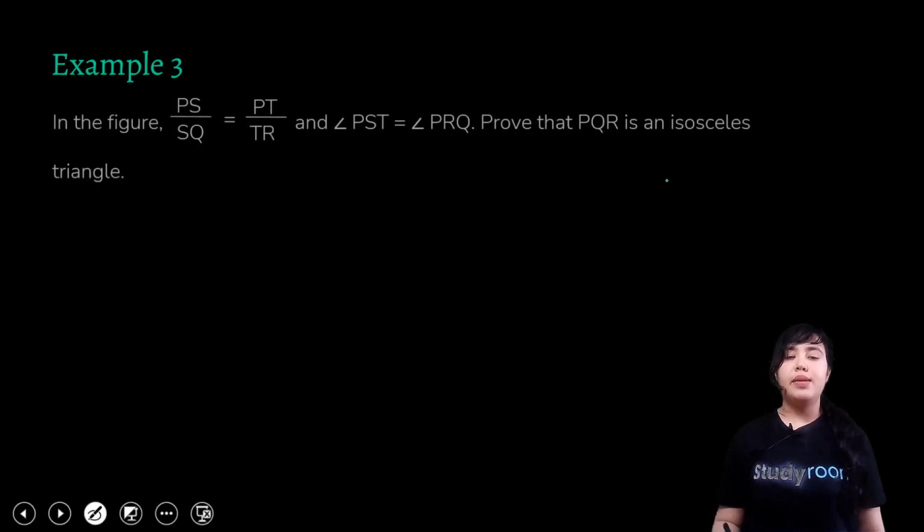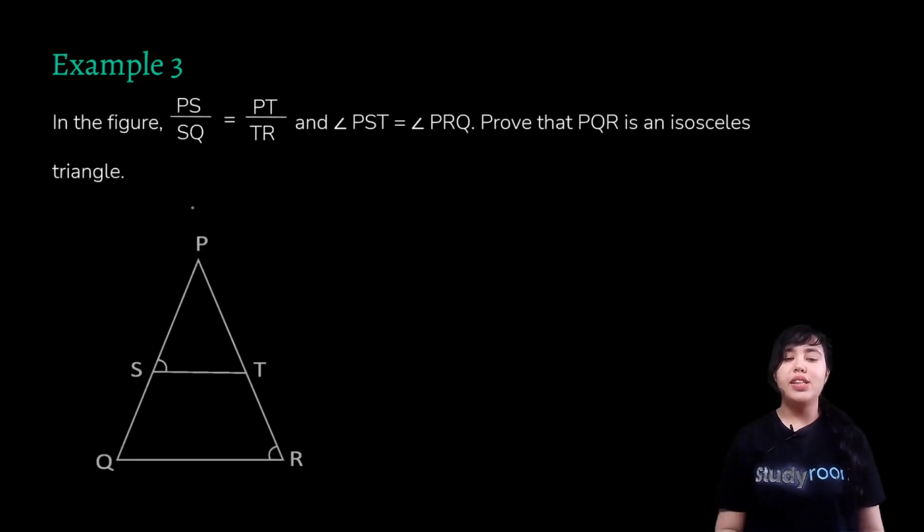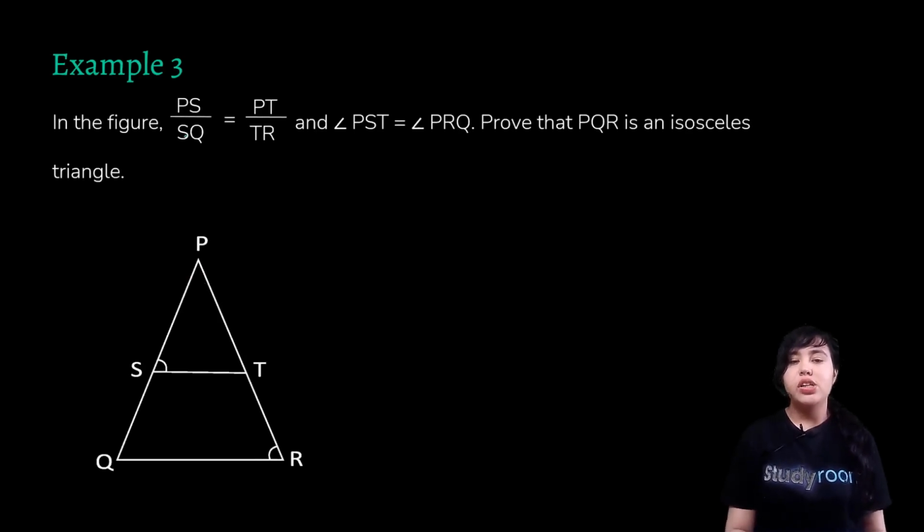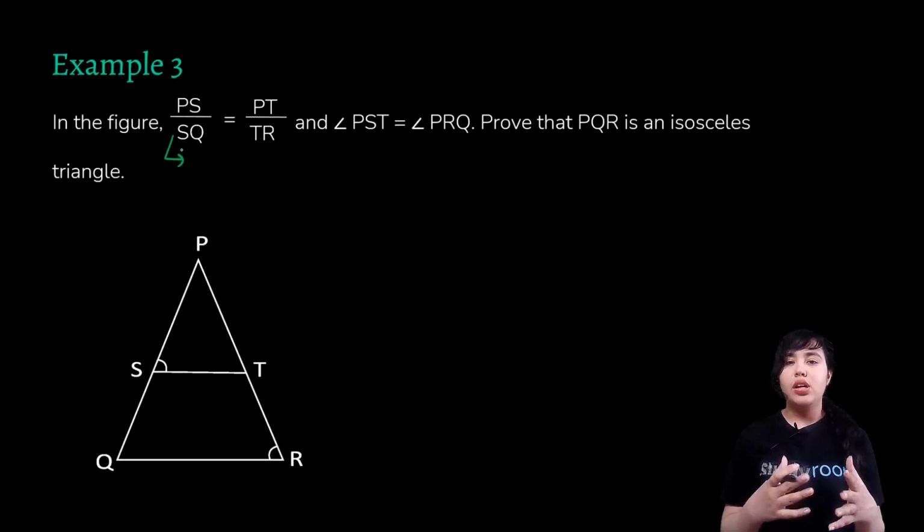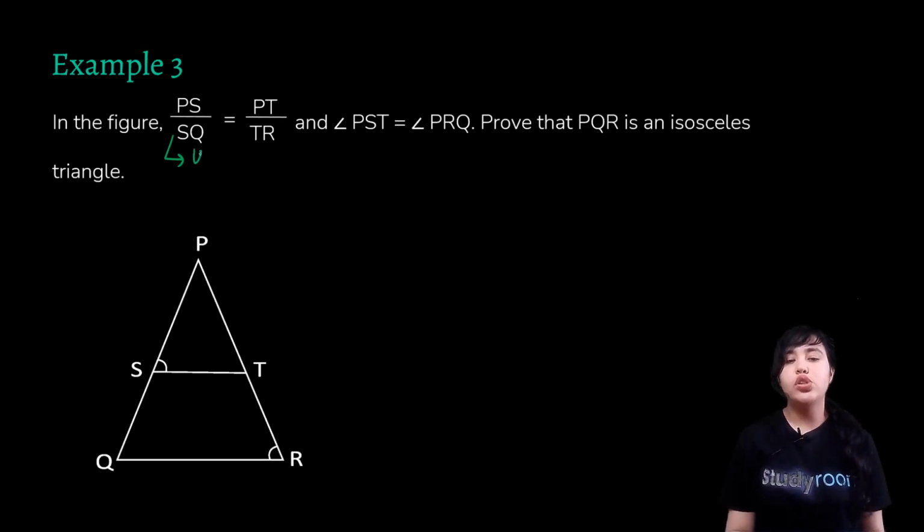Then we have example number 3. So you've been given this figure, and they have already given that PS upon SQ is equal to PT upon TR. So if the sides are already given to be in the same ratio, we can use theorem 6.2 over here, which was the converse of the basic proportionality theorem, and we can say that ST is parallel to QR.